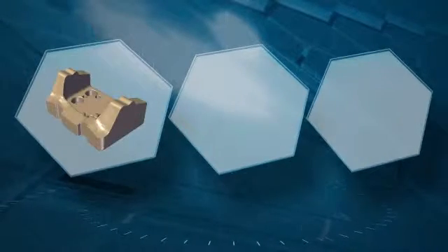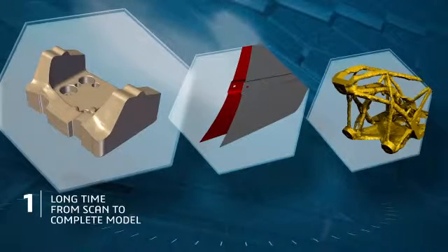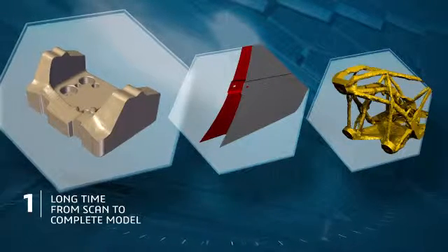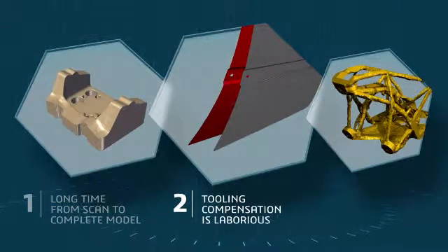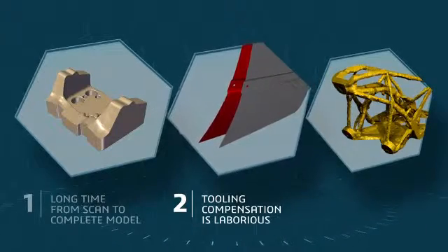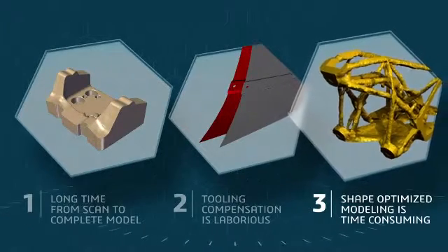But there remain three challenges which continue to slow down engineers when working with scanned data. The first, transforming the scanned mesh into a manufacturable model, takes a long time to achieve the right level of quality. Next, tooling compensation for part deformation, such as springback, introduced by the manufacturing process, is a complex manual activity requiring many iterations. Lastly, reconstructing a real usable CAD model from the output results of shape optimization software is a very time-consuming job, often requiring weeks of manual effort.